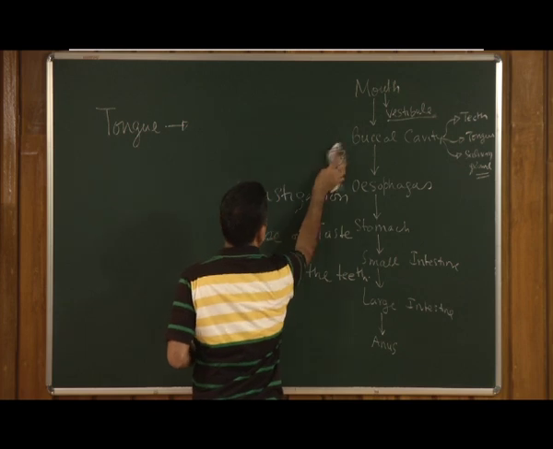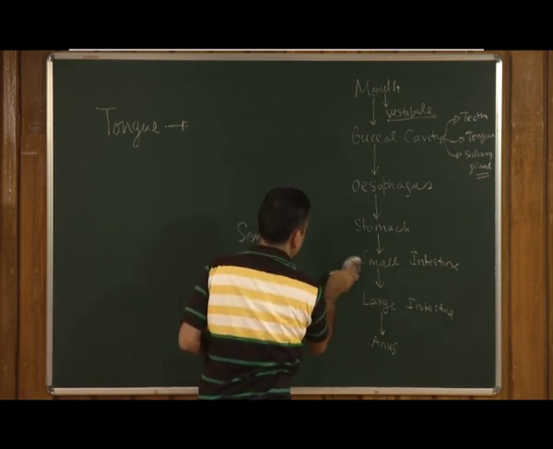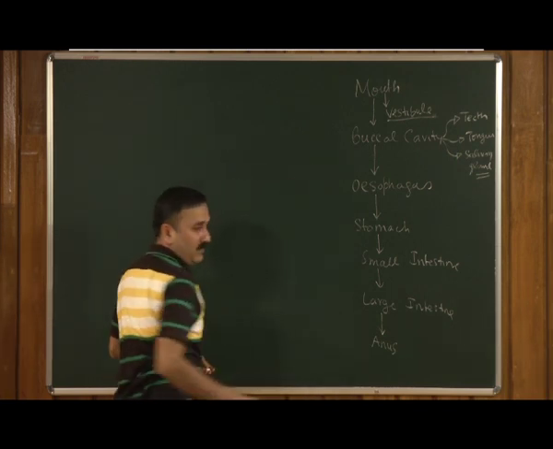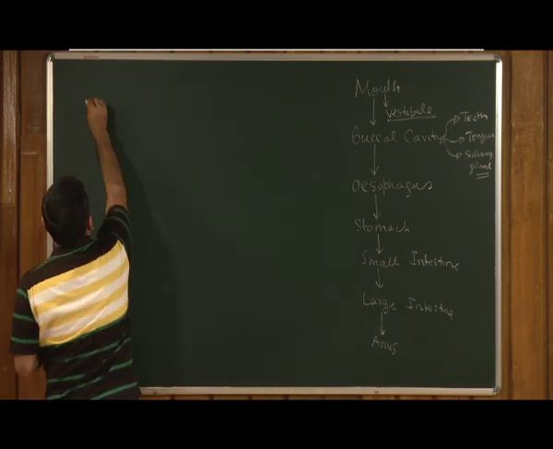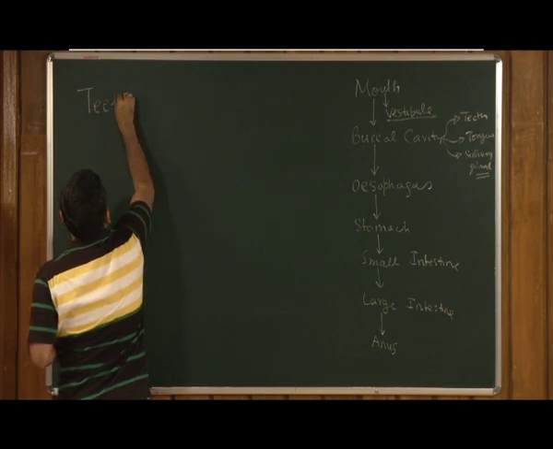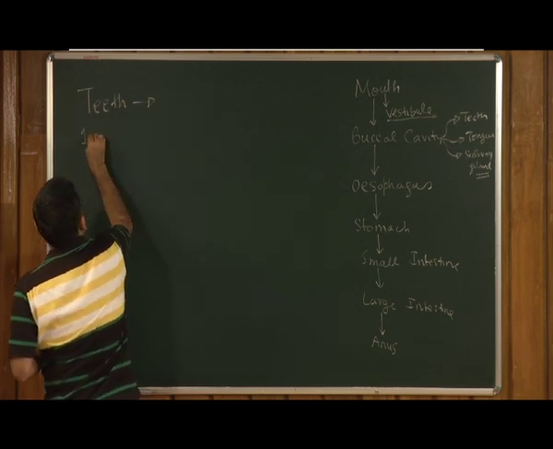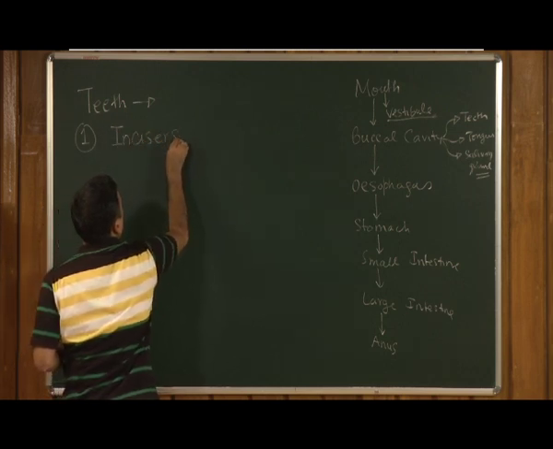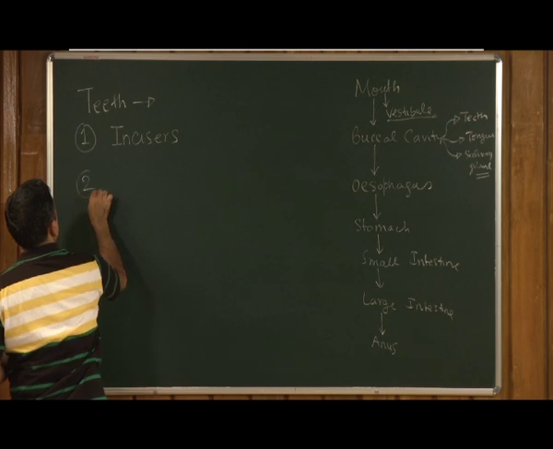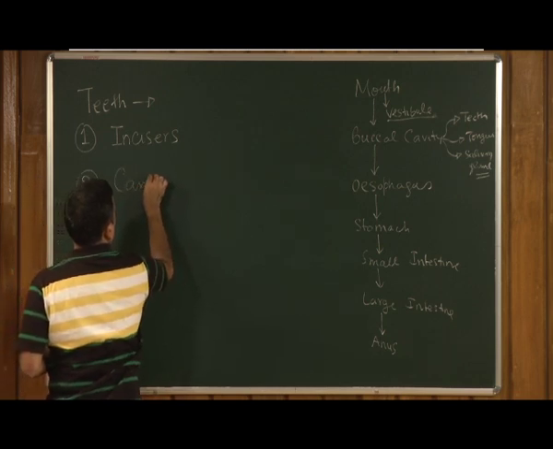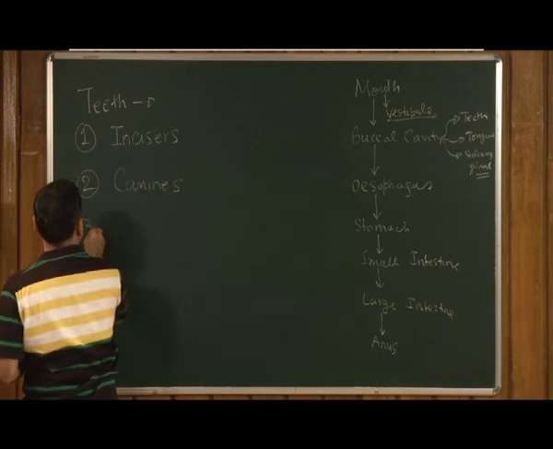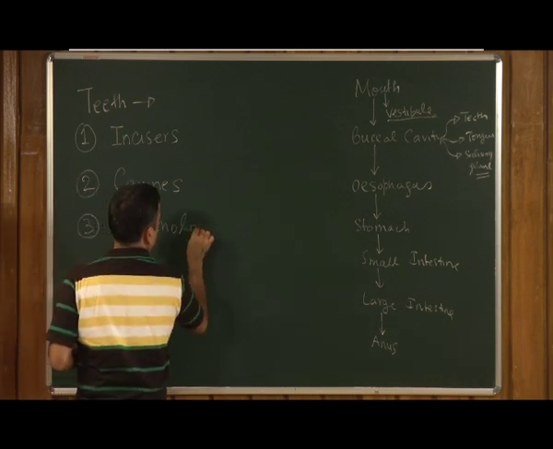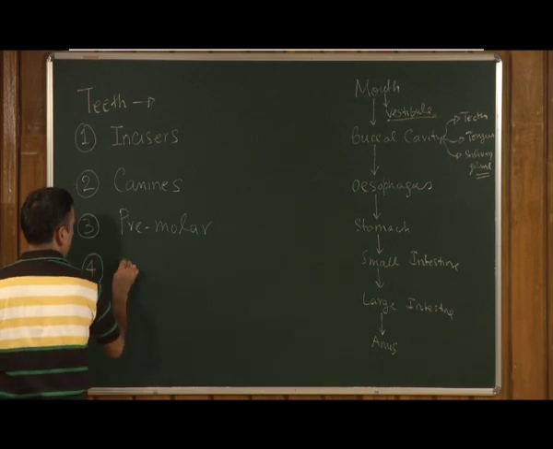So, let us see what kind of different types of teeth we have. As you know, we take food of different types, that is why we have teeth of different types. The humans contain 4 different types of teeth. What are these teeth? One is called incisor, number 2 canines, number 3 premolar, and number 4 molar.